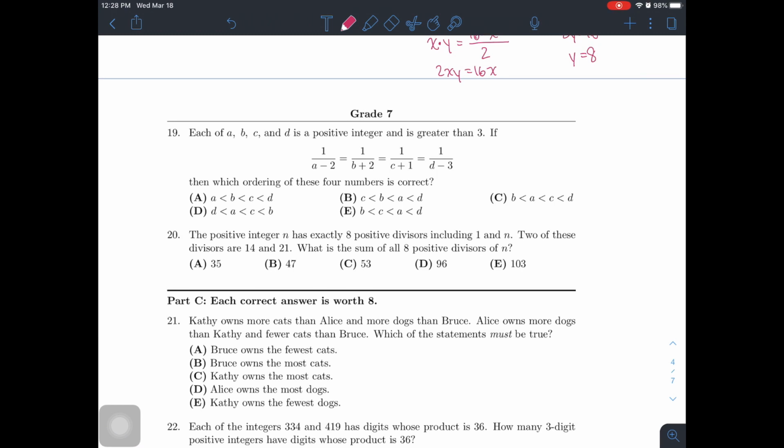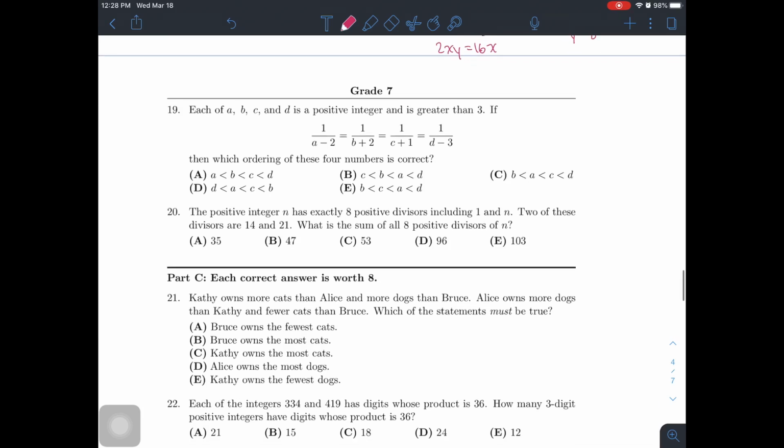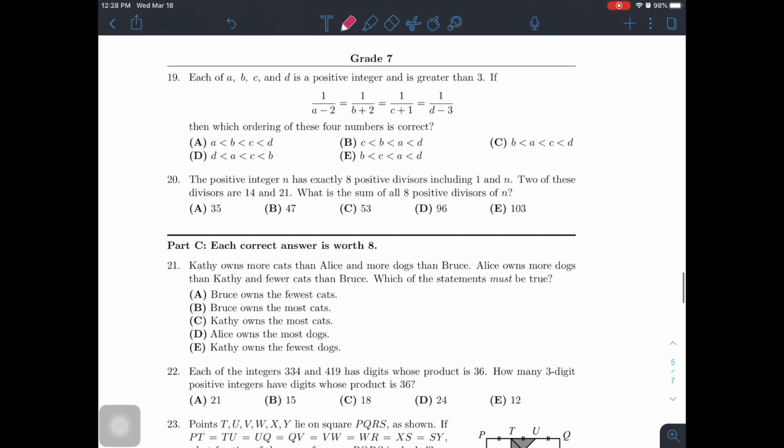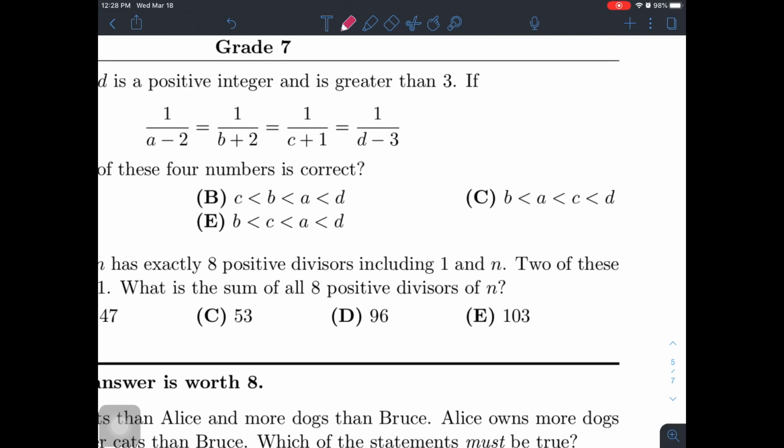Question 19. Each of a, b, c, and d is a positive integer and is greater than 3. If 1 over a minus 2 equals 1 over b plus 2 equals 1 over c plus 1, which is equal to 1 over d minus 3, then which ordering of these four numbers is correct?